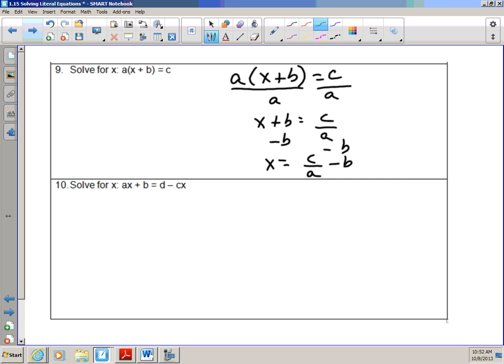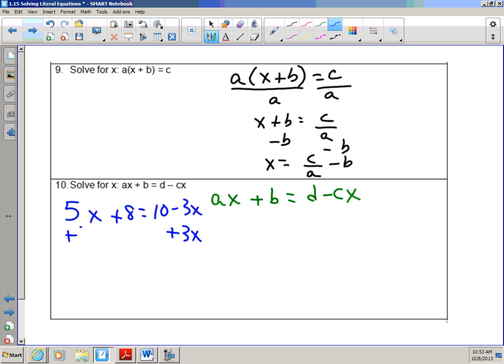And then the final one of these types of examples, ax plus b equals d minus cx. Now, if you visualize this as very similar to a question like the following: 5x plus 8 equals 10 minus 3x. What I would suggest you would do here first is collect all the x's to one side. Try to keep them positive, not necessary, by adding 3x. Well, if you then take that and transpose the concept over to here, what do you want to do?